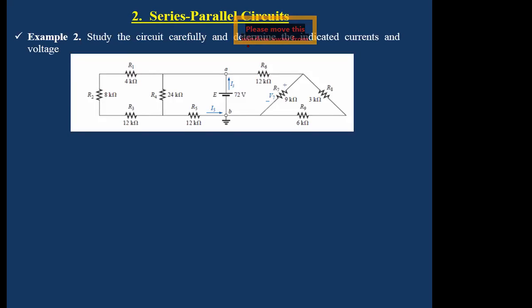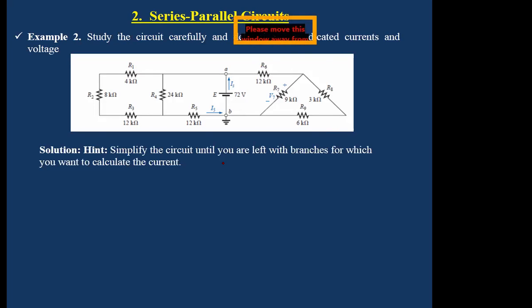Right, so you can also determine the current indicated in that circuit, right? I'm running out of time. I think I will be fast enough to do that. So simply simplify the circuit until you are left with branches for which you want to calculate the currents, right?